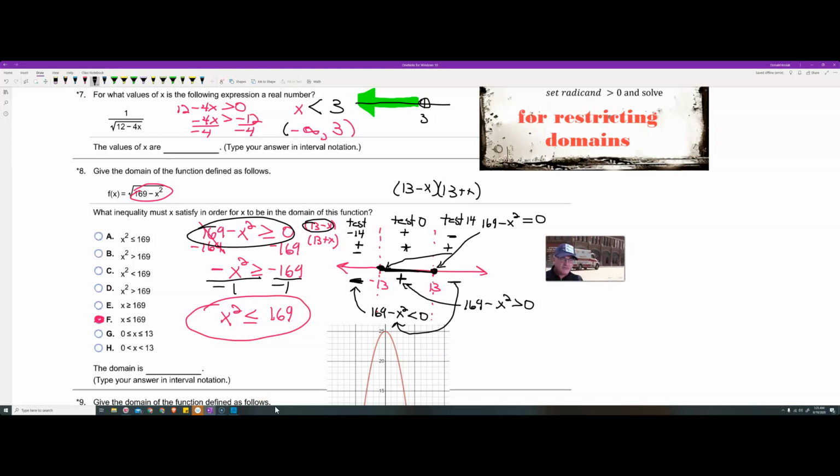So in interval notation, that would be bracket. People are asking me, what's the bracket? Bracket means the number is included. You're going to use that when you've got equal signs on your greater than or less than symbols. You're going to use parentheses if it's just plain old greater than or less than. So this would be negative 13, 13. Case closed.